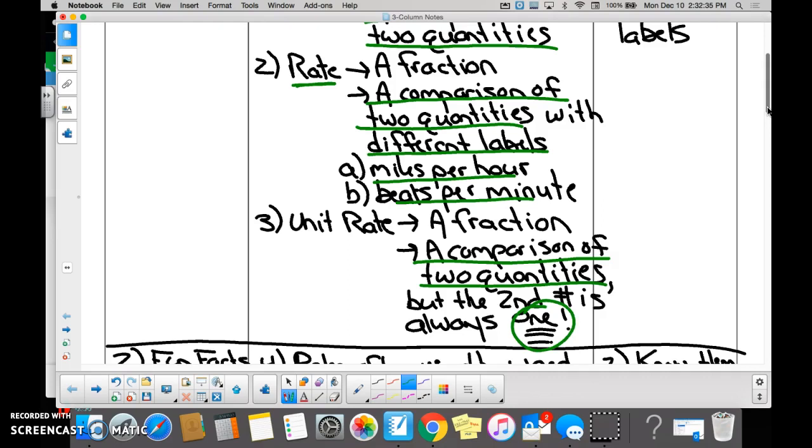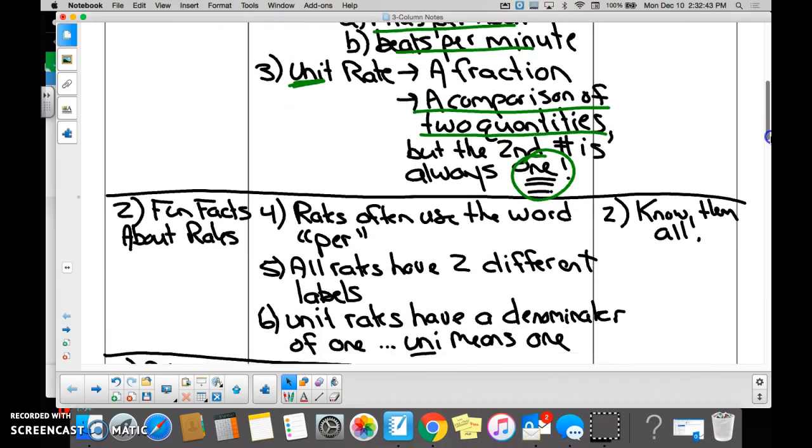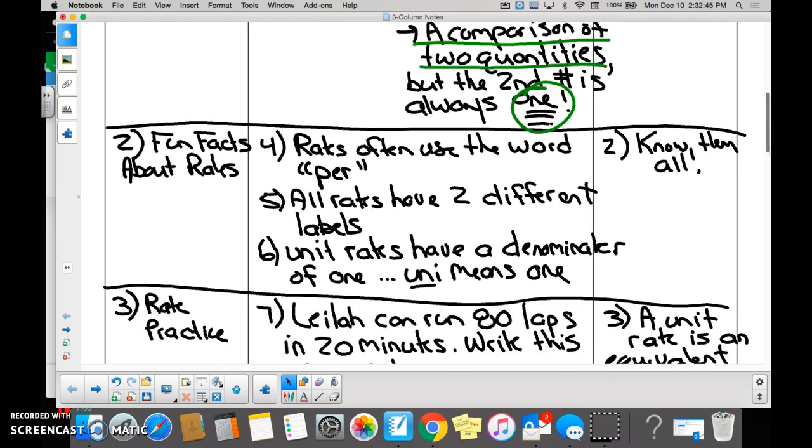And the way to remember that is, what does uni mean, you guys? 1. So unit rate is talking about something with the second number of 1, a rate with the second number being 1. When you're talking about rates, there's a key word, Manuel, that you'll hear often. What is that key word? Per. If you hear the word per, chances are you're talking or listening or hearing about a rate.